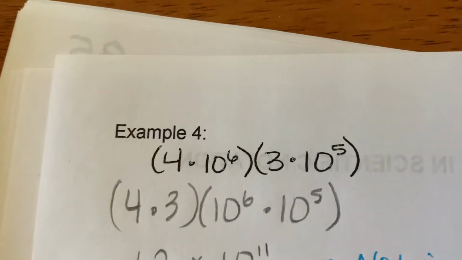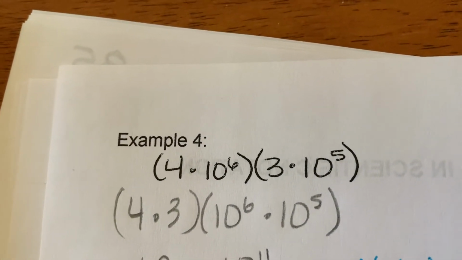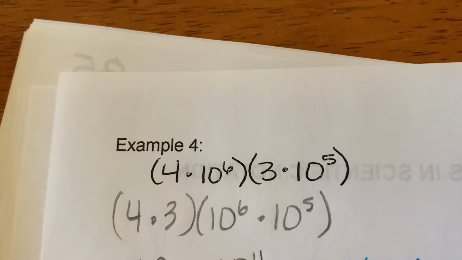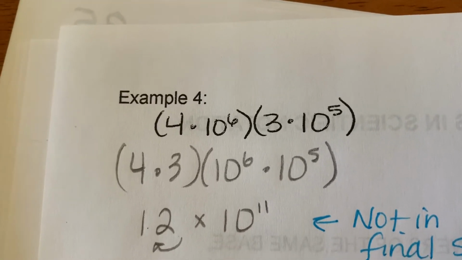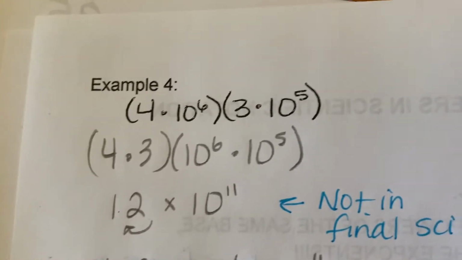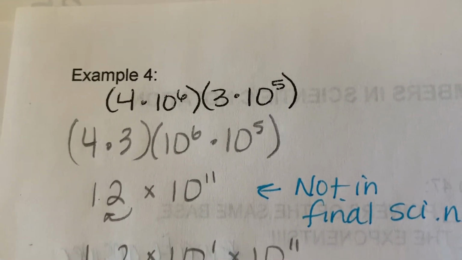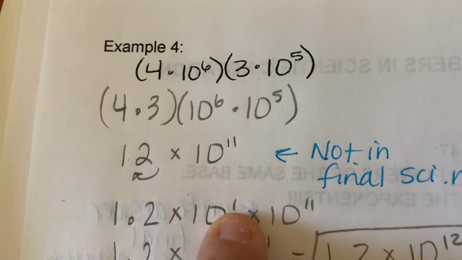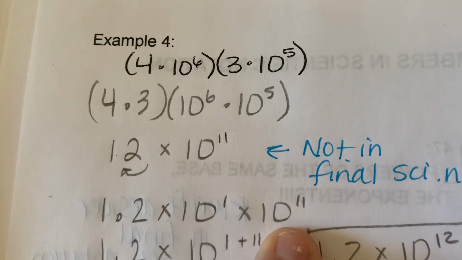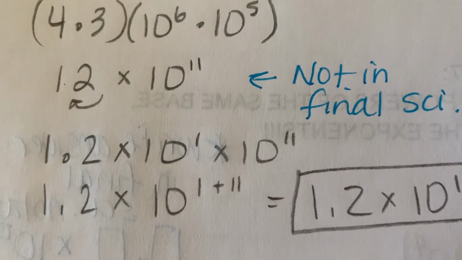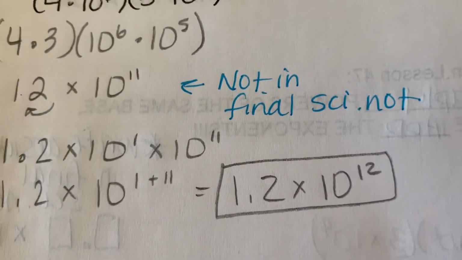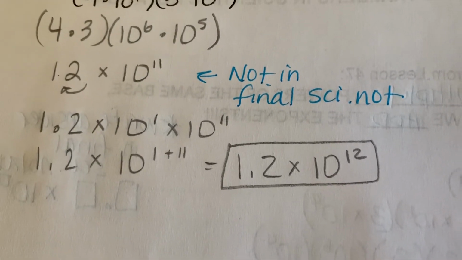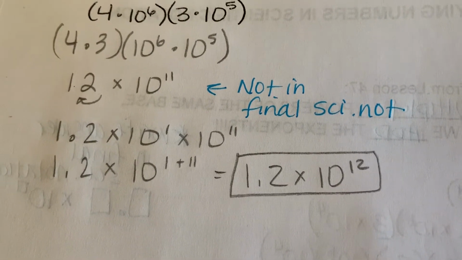All right, backside. Okay, so we have 4 times 3 times 10 to the 6th times 10 to the 5th, and I get 12 times 10 to the 11th. That is not final scientific notation. I have to move my decimal over 1, and there it is, 1.2 times 10 to the 1st, and then I bring this down times 10 to the 11th, and I should come up with 1.2 times 10 to the 12th. Okay, hit pause, go ahead and do your practice set, and then come back and check your work.